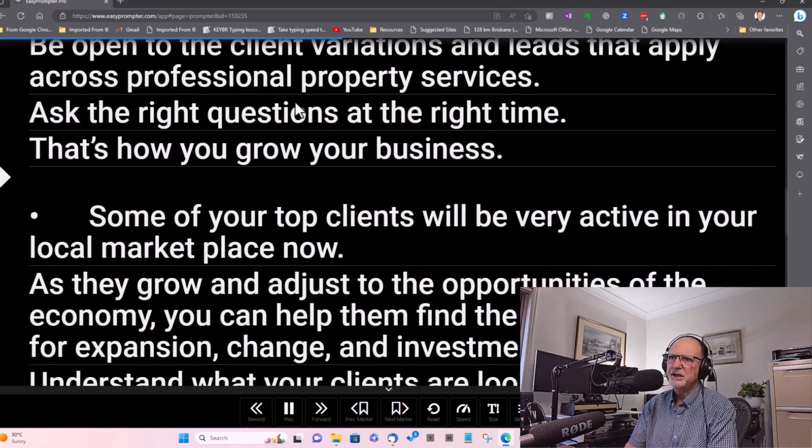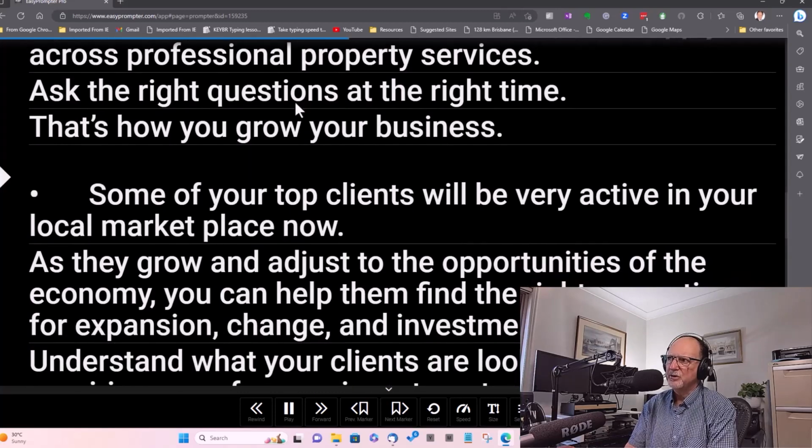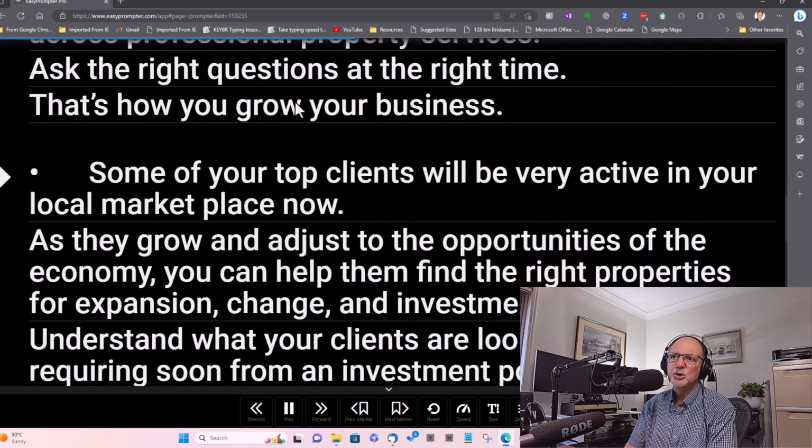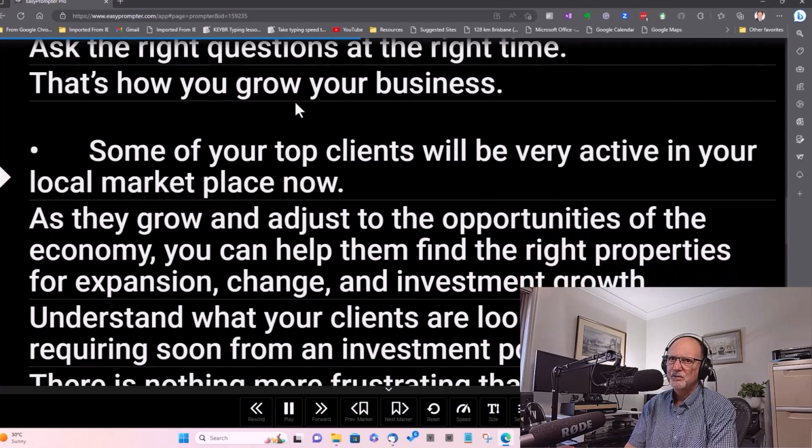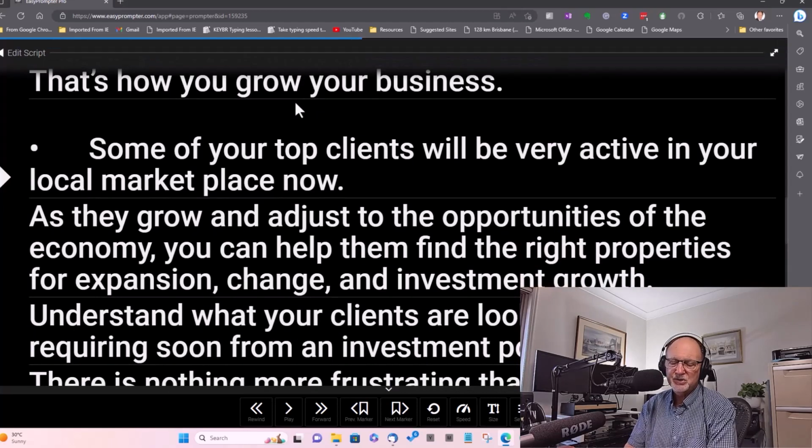As the dot point here, some of your top clients will be very active in your local marketplace right now. They may know other agents. That might be a positive or a negative, depending on which way you look at it. But if they know other agents, which they probably will, it means that you have to stand out as the agent of choice. How will you do that? Question. Needs consideration. It does need an answer. Stand out as the agent of choice, but how do you get to that?